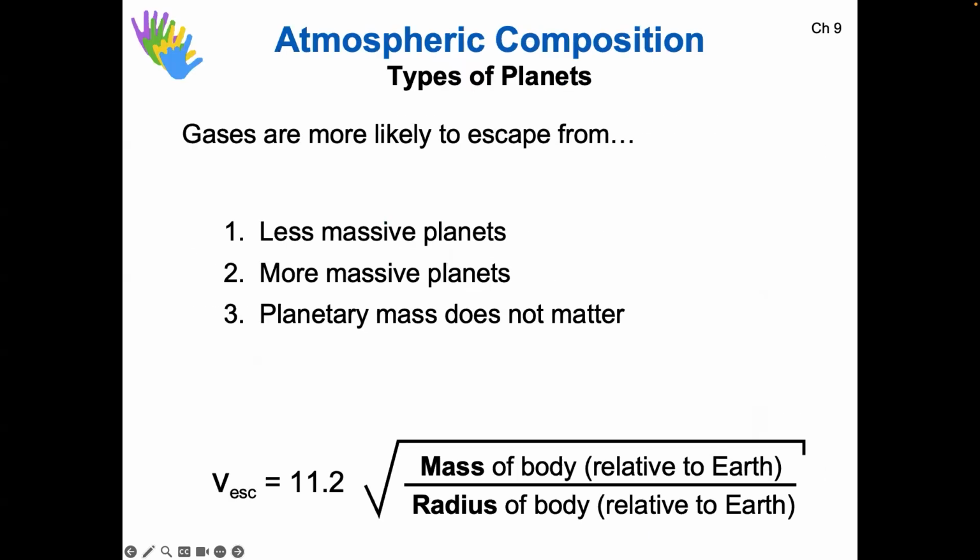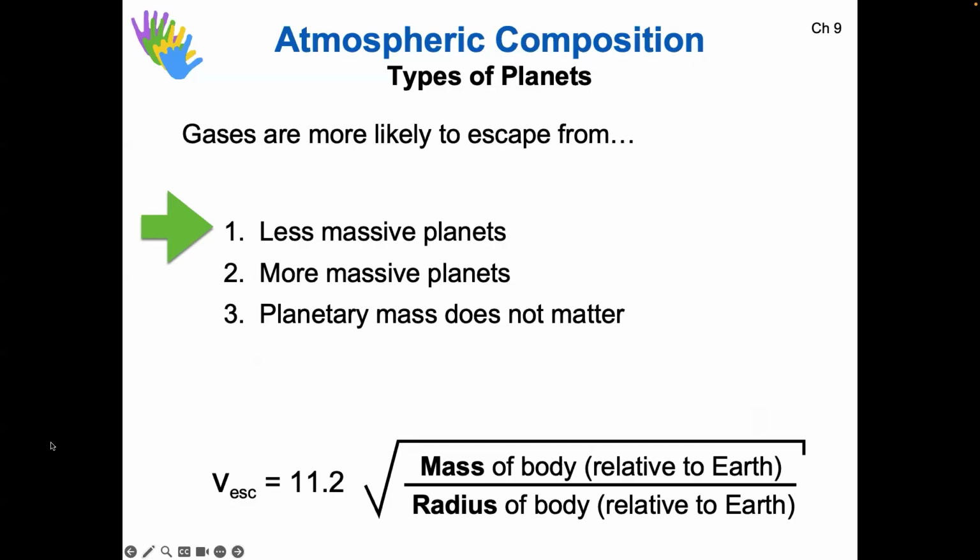Now that we have this equation, and I'm going to show it to you guys here, I'm going to ask you, do you think gases are more likely to escape from less massive planets or more massive planets? Okay, so I saw some confusion. So less massive planets. So imagine here, for example, the radius of the planet is the same. We're not going to change that one.